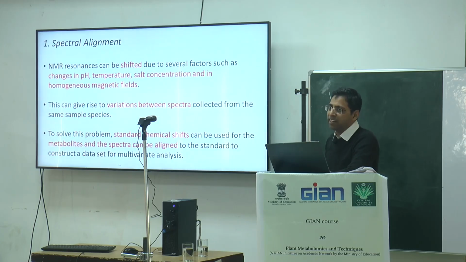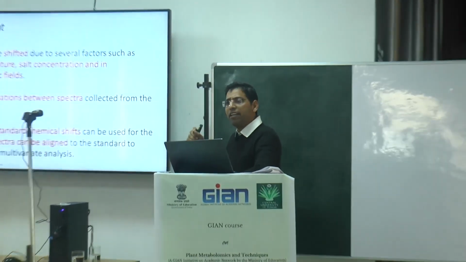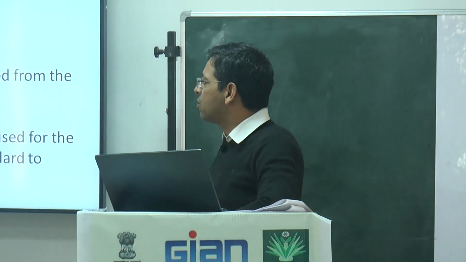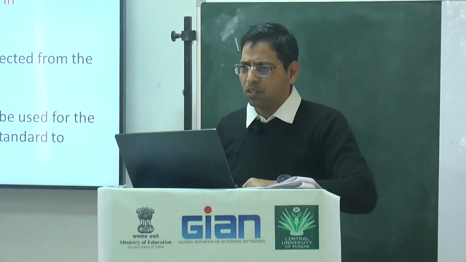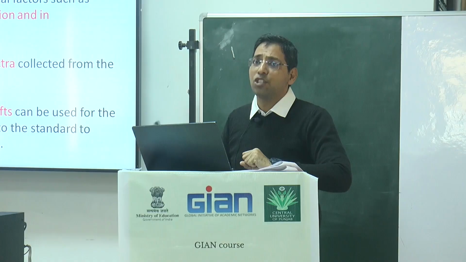This is the first one I would like to address here, the spectrum alignment. Whatever NMR spectrum you are getting here, some NMR resonances are shifted. You know that at a particular position there is an NMR resonance, but sometimes it is shifted a little bit far away or near in the spectra. Sometimes temperature matters, pH matters, salt concentration and the homogeneity of the magnetic field also. These are the 4 to 5 different variables which influence the shifting of the spectra.